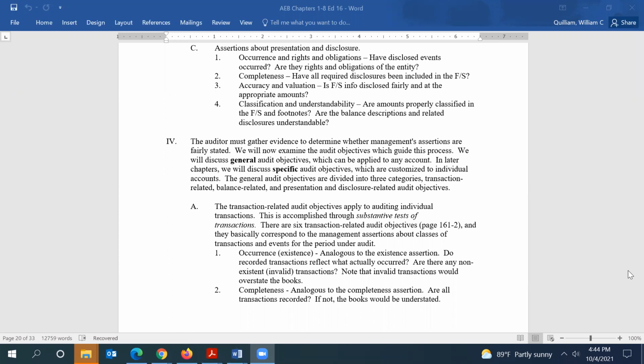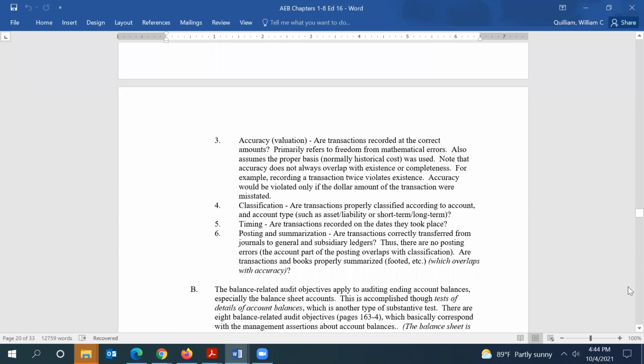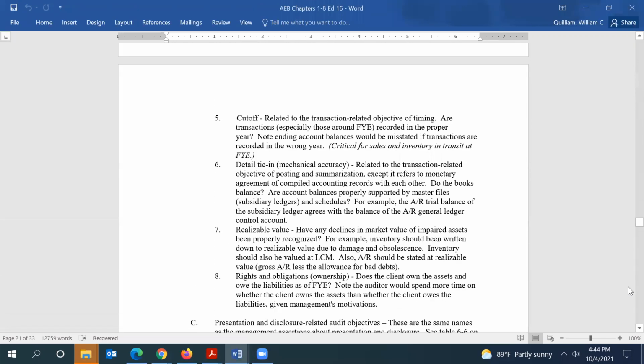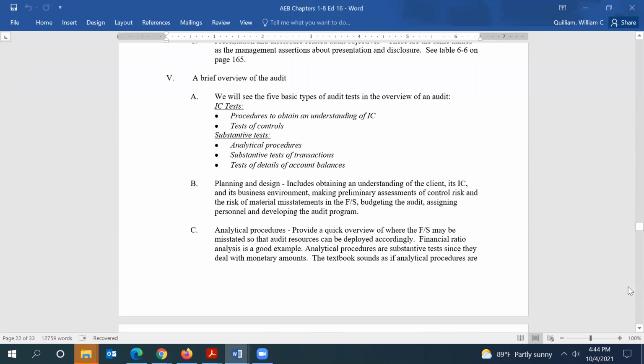Going to come down to the last section here in the chapter 6 notes. Section 5, a brief overview of the audit. I think if I do this, it may help make some things fall into place about the audit objectives. So let's see a brief overview here, a lot of which we've seen before. That's okay.